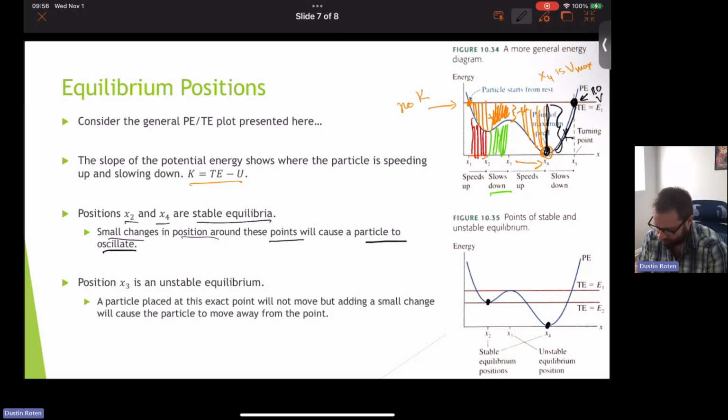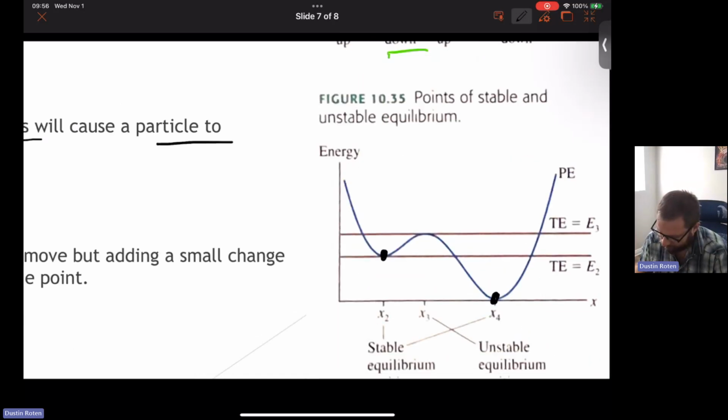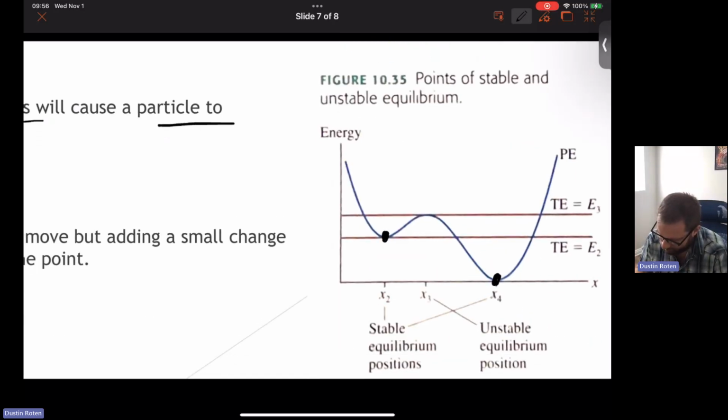If you were to zoom in, I'm going to try to do that without crashing everything, if you were to put a particle in here and give it a little push in either direction, this particle would oscillate just like a spring, because this is a stable equilibrium. It's a dip. The particle is happy here.